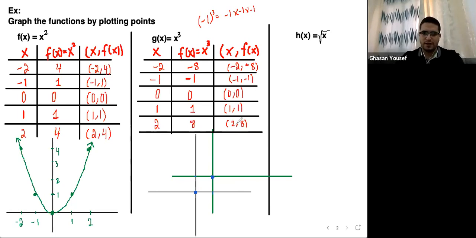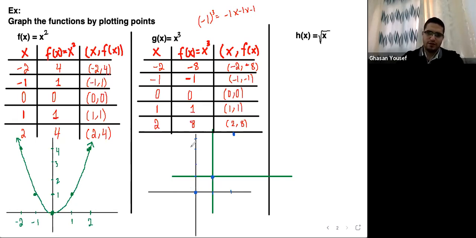A third point is 2 and 8. So 2 in the x-axis will be around here, this is my 2. And 8 will be like up. So 1, 2, 3, 4, it will be around here. It's hard to graph it because we don't have the space, but it should be around up, like here. I'm going to put it here, up, close to the 8.